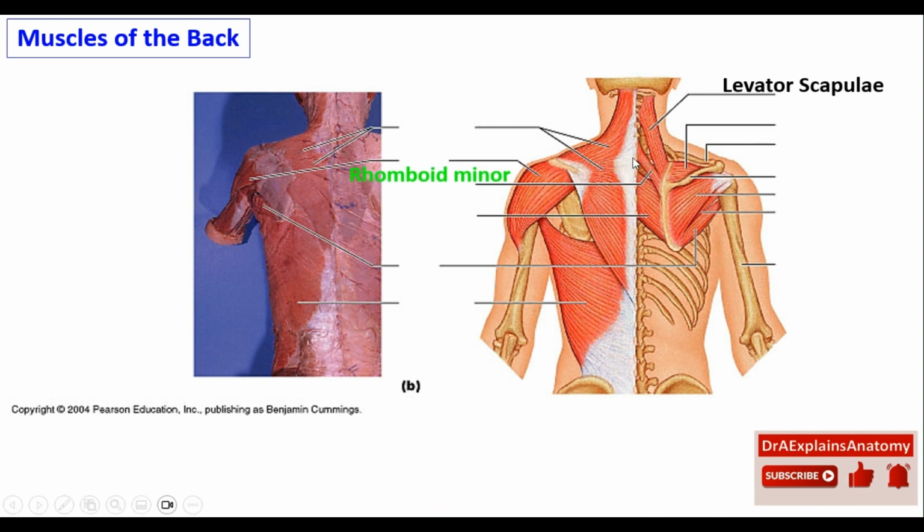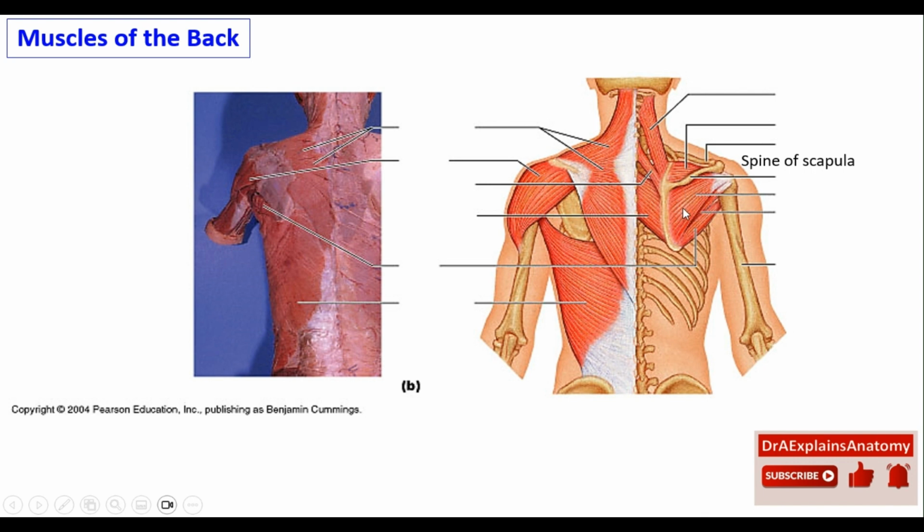This right here is the rhomboid minor muscle. Right under the rhomboid minor muscle, we have the rhomboid major muscle. This right here is the spine of the scapula. The spine of the scapula divides the posterior surface of the scapula into the supraspinous fossa and the infraspinous fossa.